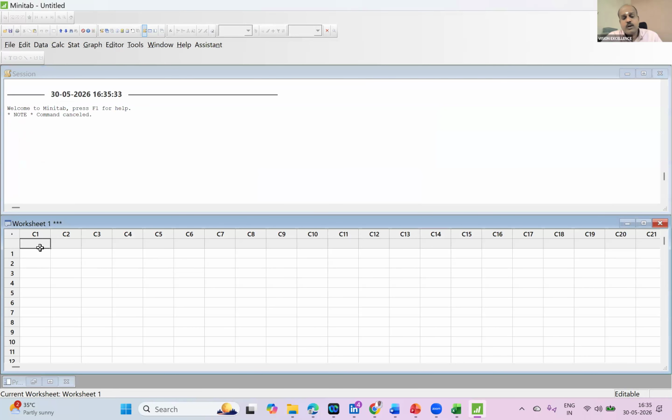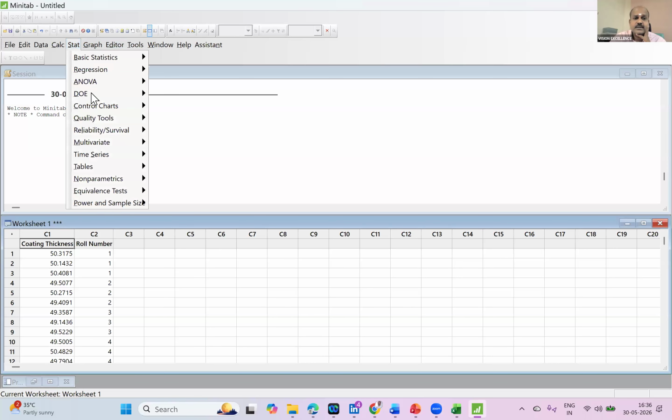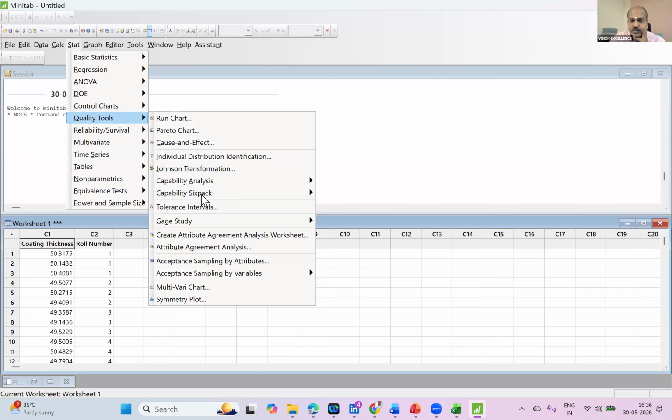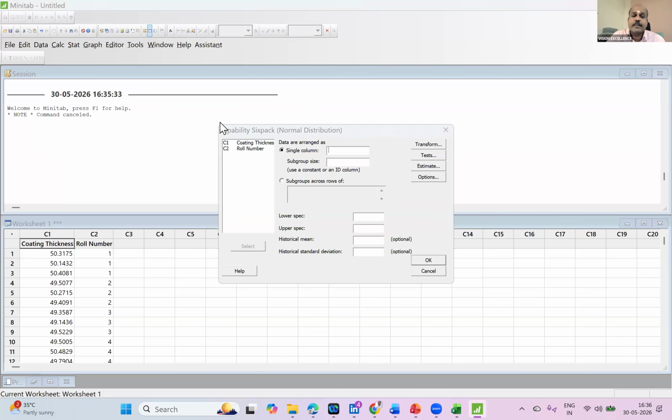See now here, whatever data I copied from the Excel, I have pasted here. Now I'm going to do a capability analysis with the help of Minitab and see whether we get a similar result. Go to Stat. Go to Quality Tools. Go to Capability Sixpack. Go to Normal. What is the route? Stat, Quality Tools, Capability Sixpack, and then Normal. You have to click.